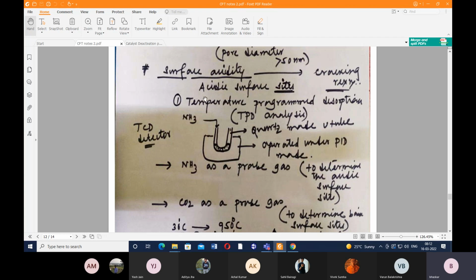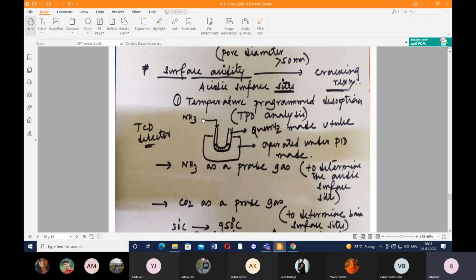Surface acidity can be determined by a method called temperature programmed desorption analysis. In this analysis, we use ammonia as a TPD probe gas. First, we carry out the adsorption of ammonia onto the surface of a catalyst, and after that we increase the temperature from room temperature to a certain temperature. Let's assume that temperature is around 950 or even 1000 degrees Celsius. At that temperature, desorption of ammonia is carried out, and this is detected or recorded by a TCD detector.